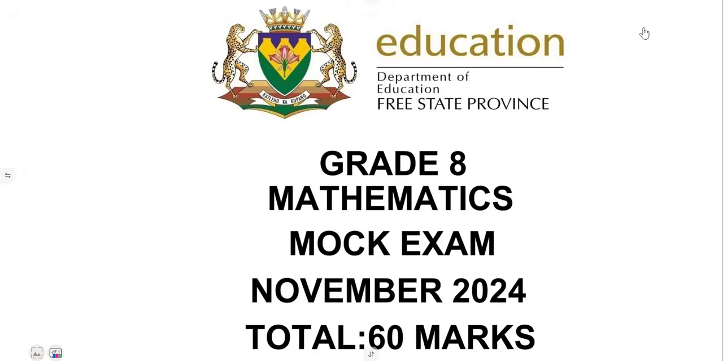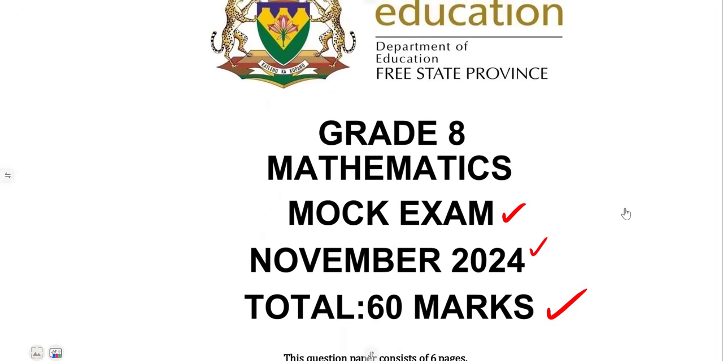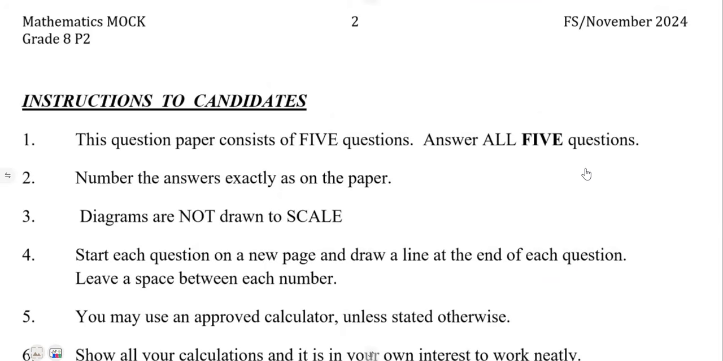So in this case, we are going to consider a typical exam revision as we are preparing for the exams ahead of time. That is our Free State province paper that we are going to look into, which was a November mock exam, and it was out of 60 marks. We want to quickly go through the questions and see how we're supposed to attempt these typical questions.